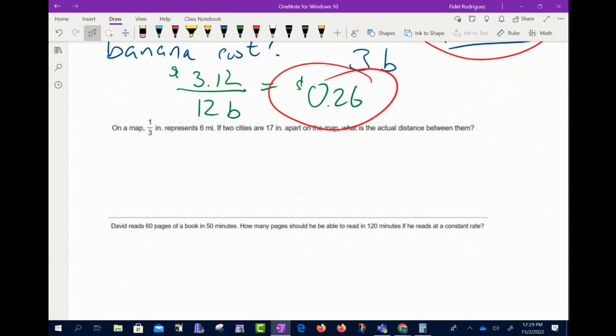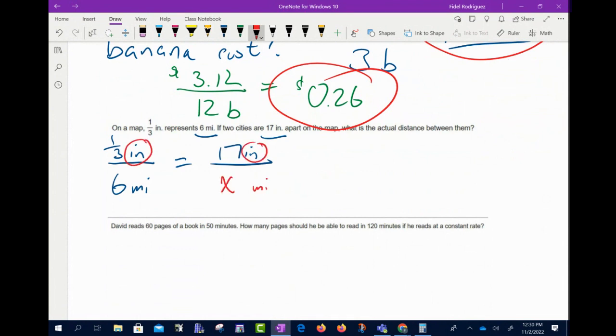Okay, so I would do the same thing. I'd say, look, y'all, we're dealing with ratios and proportions here. So I'm going to go 1 fraction equals another one. So 1/3 of an inch is the same thing as 6 miles. Over here, we have the two cities are 17 inches. And you would tell your students again, look, y'all, if I'm putting inches on the top here, I'm going to put inches on the top here. This is going to stand for the number of miles, right?